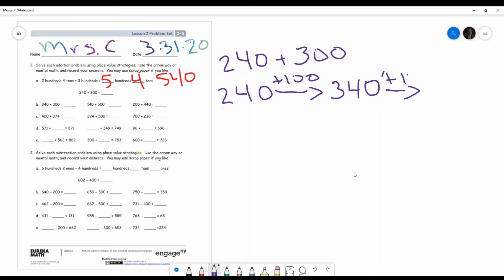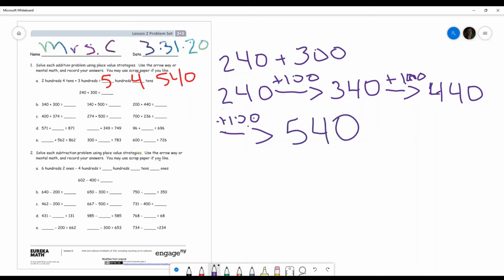And we're adding another 100. 340. Let's erase that little mark there. Plus 100 is 440. I have one more 100 to add. 440 plus 100 is 540. That's our answer. So 240 plus 300 is 540.